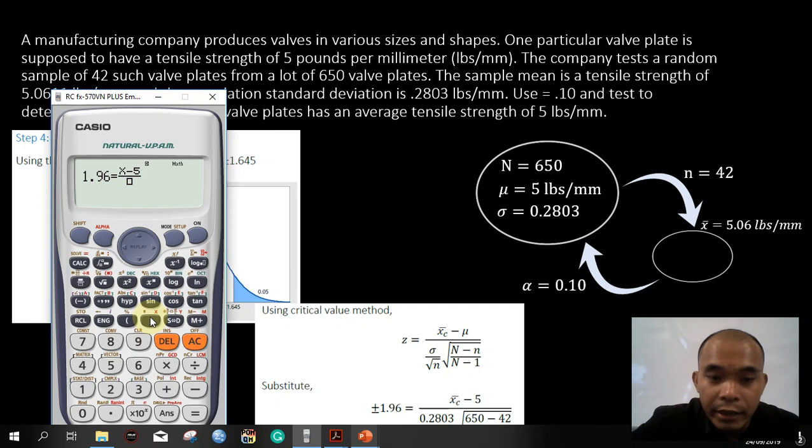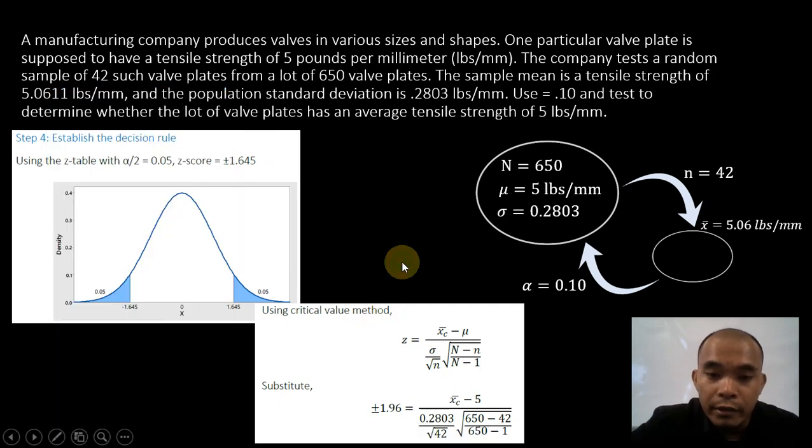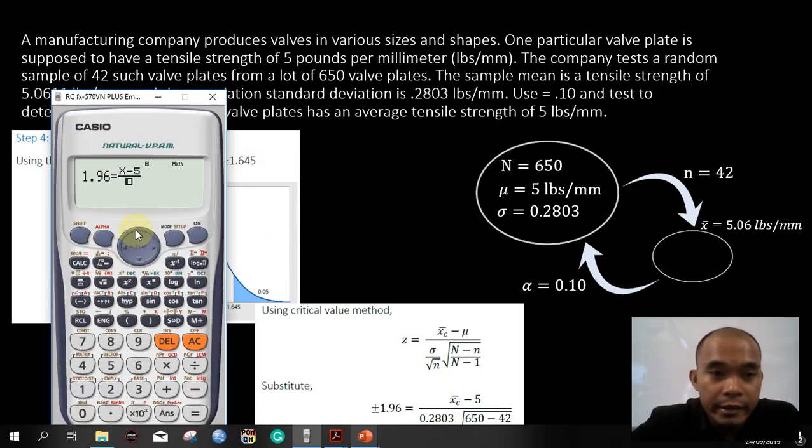Then go to the denominator. That is 2.83. I cannot see it. So that's in fraction form: 0.2803 over the square root of 42. And then multiplied here by the square root of sample size 650 minus 42 divided by 650 minus 1. And then just press equals.